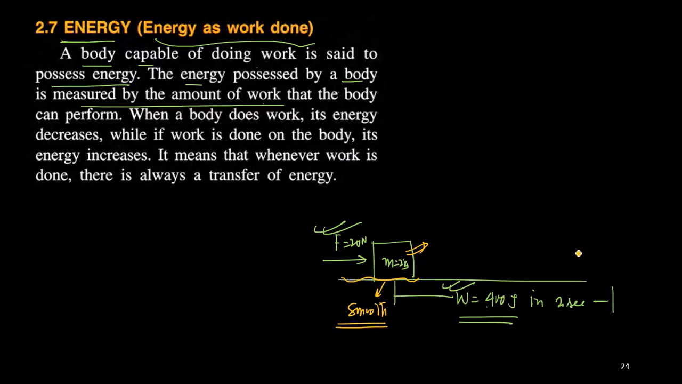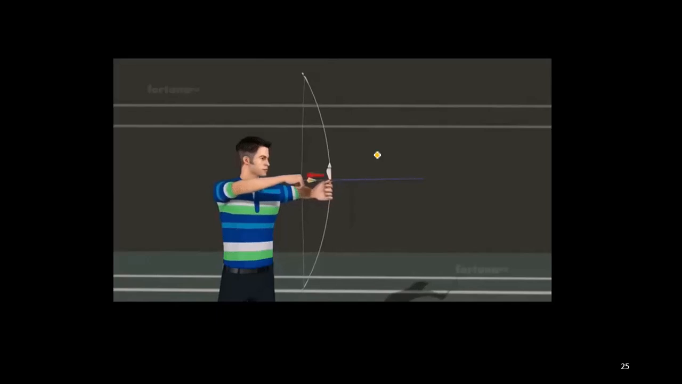So at the final position after 2 seconds, the body has energy which is called the kinetic energy. Initially the body is at rest, and the kinetic energy is 0. Until I apply some force, and the force does some work, the kinetic energy will not increase. Because of that work, the kinetic energy is increased.